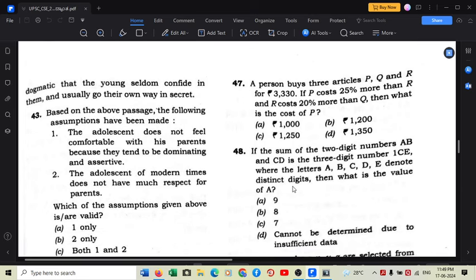Okay, so statement 1, the adolescent does not feel comfortable with his parents because they tend to be dominating and assertive. So is it about feeling comfortable? The passage is not about feeling comfortable. The passage is about the child choosing his own way when the parents are imposing their own irrelevant experience on the child, because the parents' experience is different, their timeline was different when they were a child. They are not a child in the present time. So definitely it's more about the misalignment between the feelings of the child and the parents.